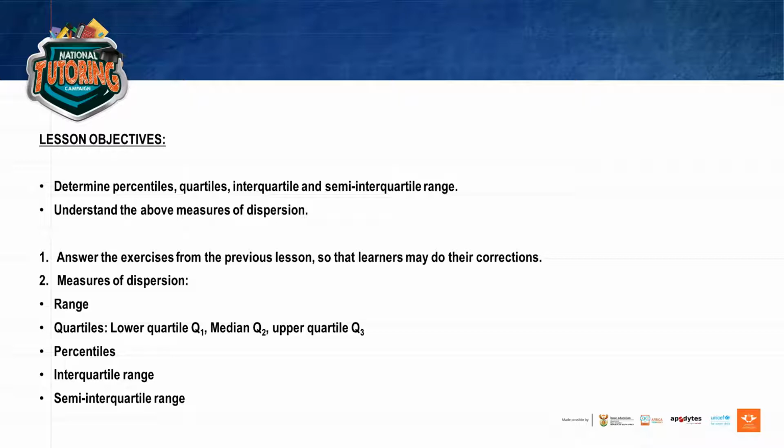Quartiles, there's three quartiles which we're going to be focusing on, which is the lower quartile, labeled as Q1, the median, labeled as Q2, and the upper quartile, labeled as Q3. We're then going to be working with percentiles, which simply means percentages, but I will elaborate on that further. Then we have the interquartile range and the semi-interquartile range.